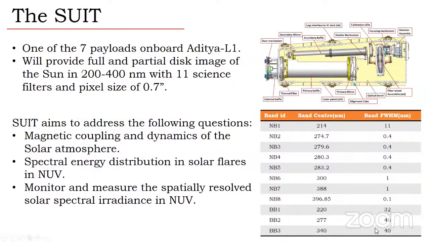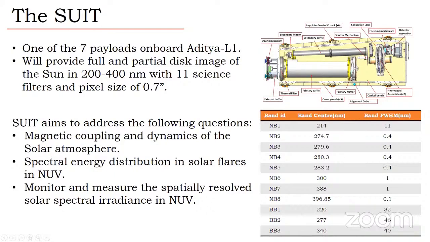It's an imaging telescope which will provide both full and partial disk images of the sun in the 200 to 400 nanometer wavelength regime. It has 11 science filters and a pixel size of about 0.7 arcsecond. On the top right hand side, you can see the schematic diagram of the payload itself, and down here the details of the 11 science filters.